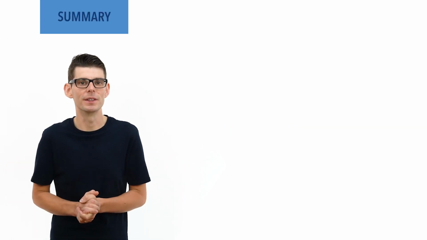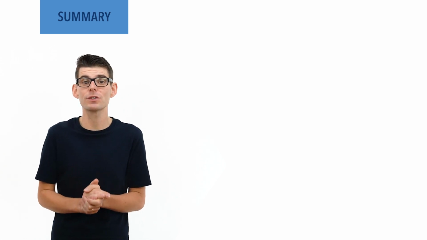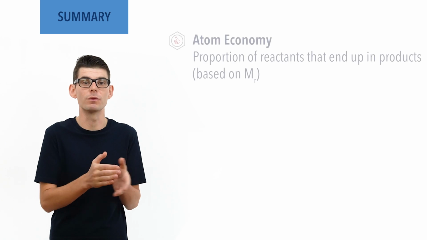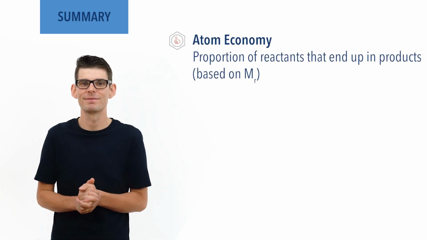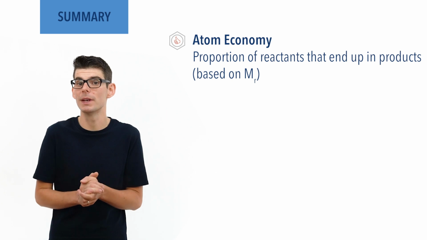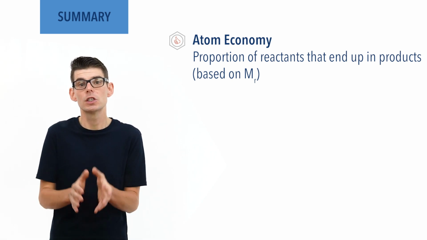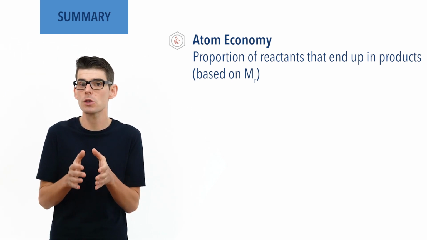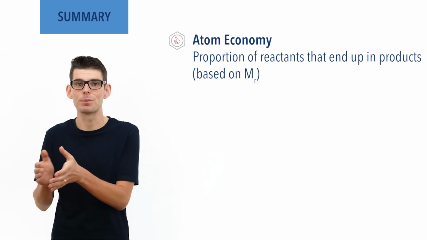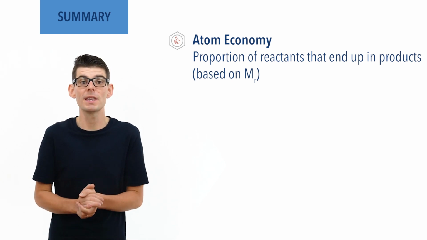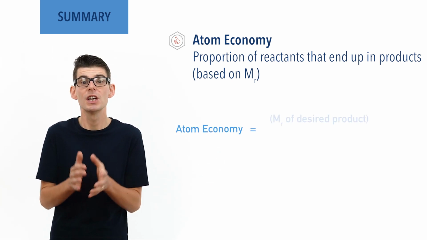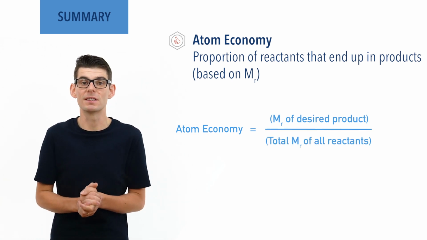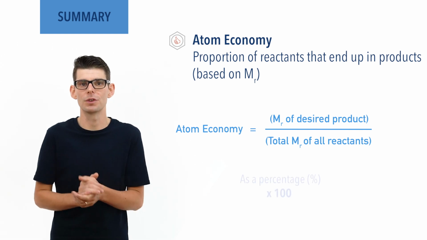So, to summarize, atom economy is a way of describing the proportion of reactants that end up in the desired product for a given reaction, based on mass. By comparing the total relative molecular mass of all reactants to the relative molecular mass of the desired product formed, we can determine how much of the reactants end up in the desired product. Atom economy equals total MR of desired product divided by total MR of all reactants. To give atom economies as a percentage, they are multiplied by 100.